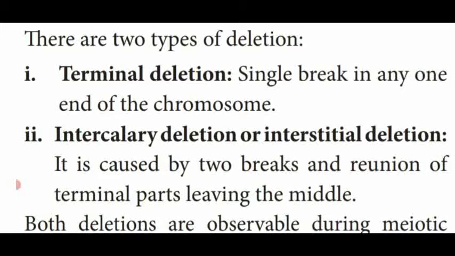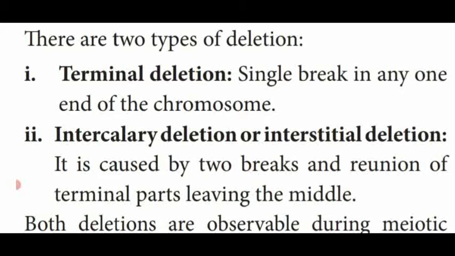Another one, intercalary deletion or interstitial deletion. It is caused by two breaks and reunion of terminal parts, leaving the middle one. That is, the middle part of a gene is deleted. Due to that, the breakage takes place, and then finally both the segments are reunited, leaving the middle segment. That one only we have seen in the diagram.